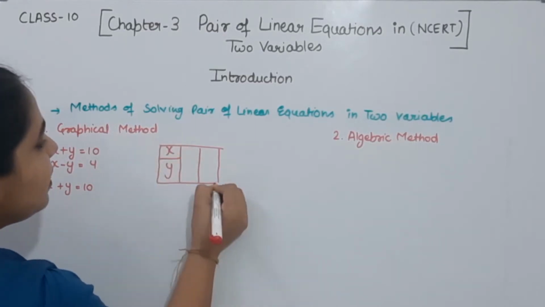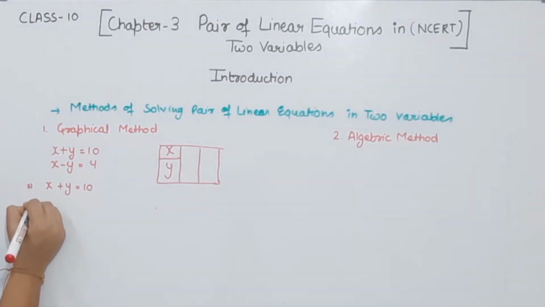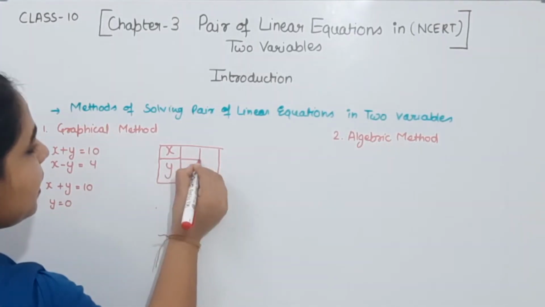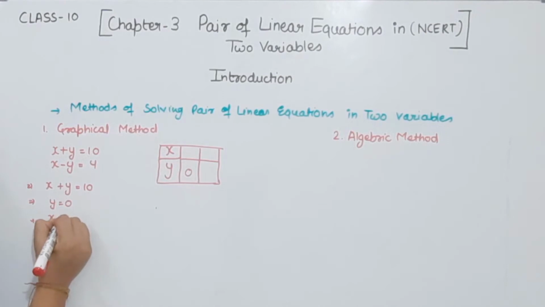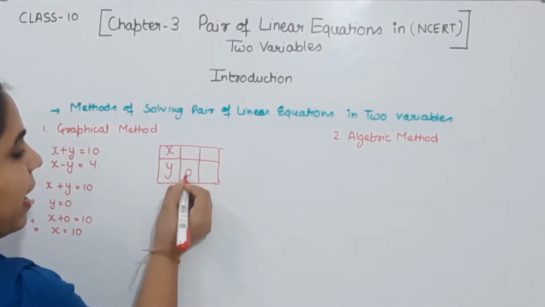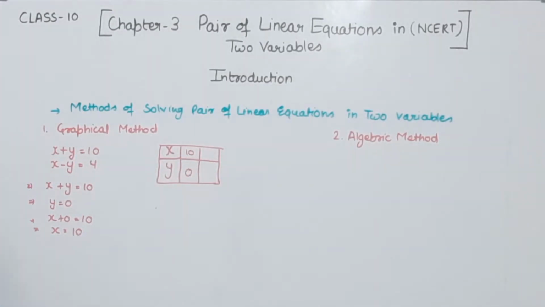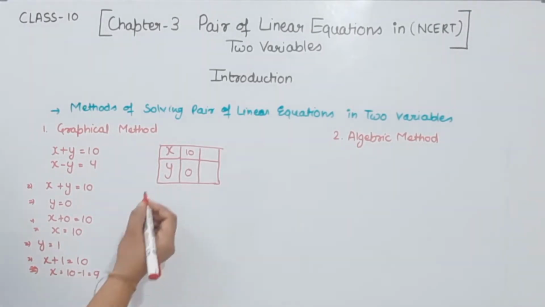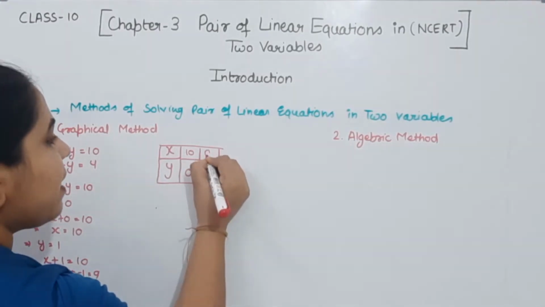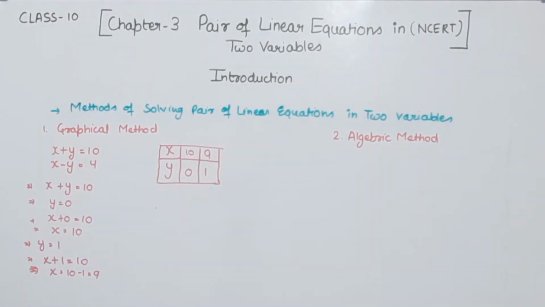We will have to make the graph, the graphical representation. So here I am taking the value of y equal to 0. Then x plus 0 equal to 10, so x is equal to 10. So when y is 0, x is 10. Now we take y equal to 1. Then x plus 1 equal to 10, so x is equal to 10 minus 1, which is 9. So if y is 1, then x is 9. We need 2 points for drawing the graph. So this is the solution for the first equation.